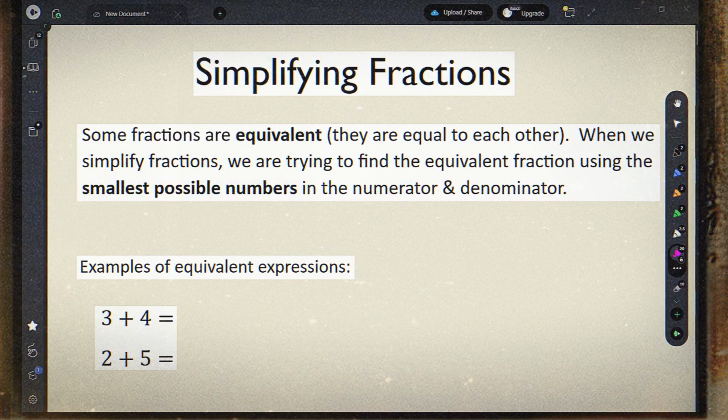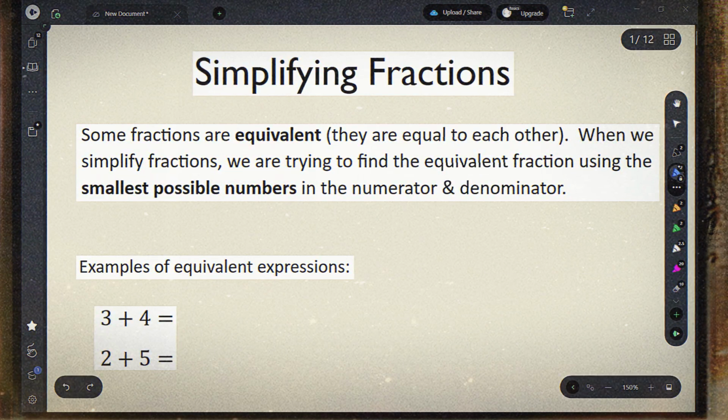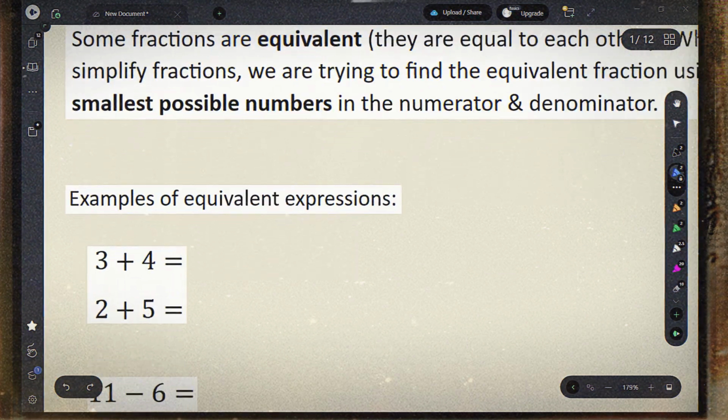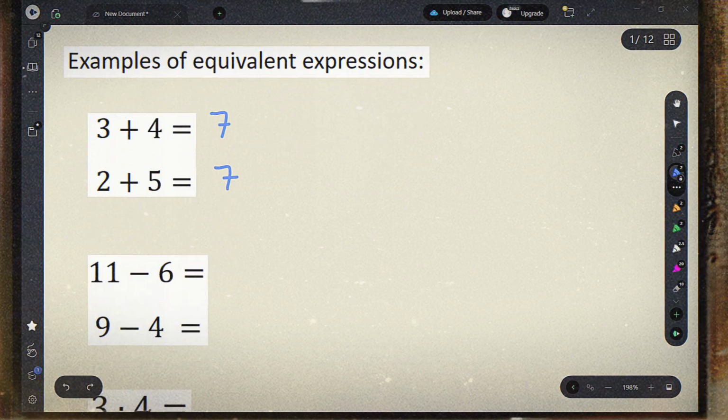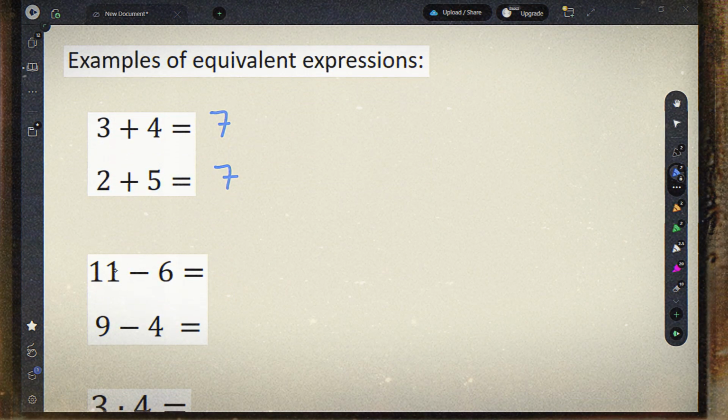Now, before we look at fractions, let's just look at some examples of equivalent expressions using some other operations. So like if we look here, 3 plus 4 is a 7. 2 plus 5 is also a 7. These both equal a 7, so this is equivalent to this. Okay, and look, here's a couple equivalent expressions using subtraction. 11 minus 6 is a 5. 9 minus 4 is also a 5. So these are two equivalent expressions using subtraction.